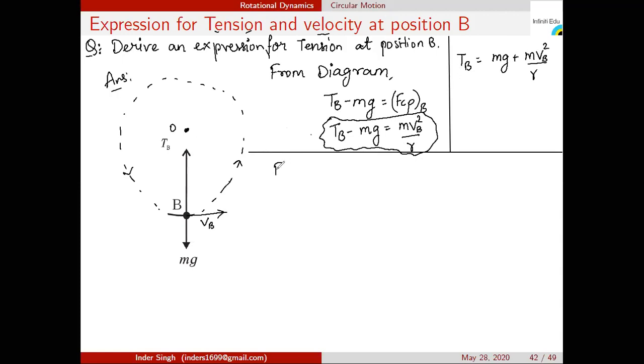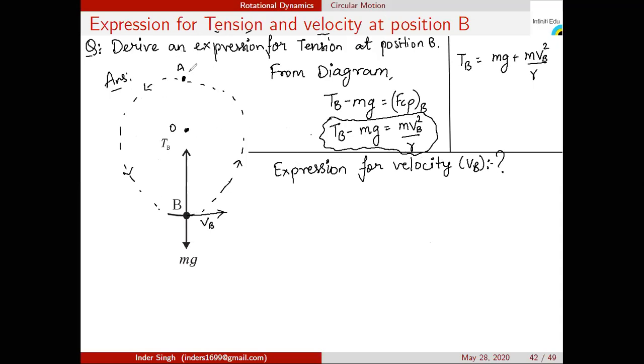Next is expression for velocity, that means vb. You will get the formula for vb also. Okay, so for the formula of vb, we will consider what was the initial position of the particle. The initial position of the particle was A, and that particle came from A towards B. Okay? So the particle has come from A towards B.